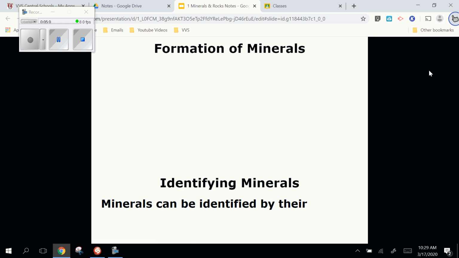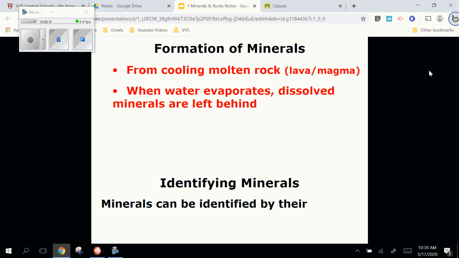All right, so how do we form minerals? Well, we form them a couple different ways. One, we can cool down some molten material, molten rock, lava or magma. And when we do that, minerals crystallize. Whatever elements make up the lava is what you're going to get when it crystallizes. Right. Second type is we can create what are called evaporites. If you have a solution and water evaporates away from that solution, that leaves behind those minerals. I use that example of the salt potato.